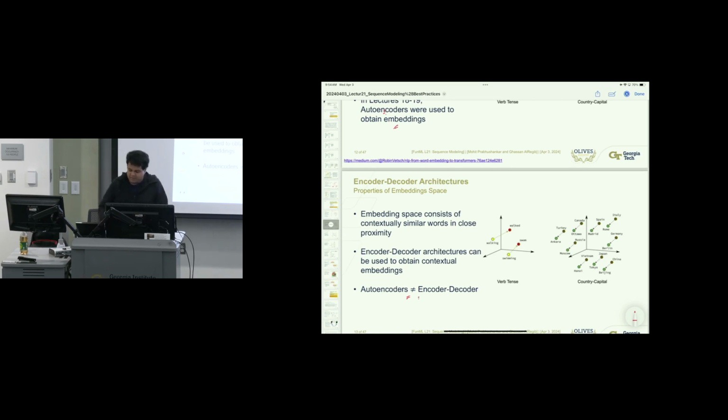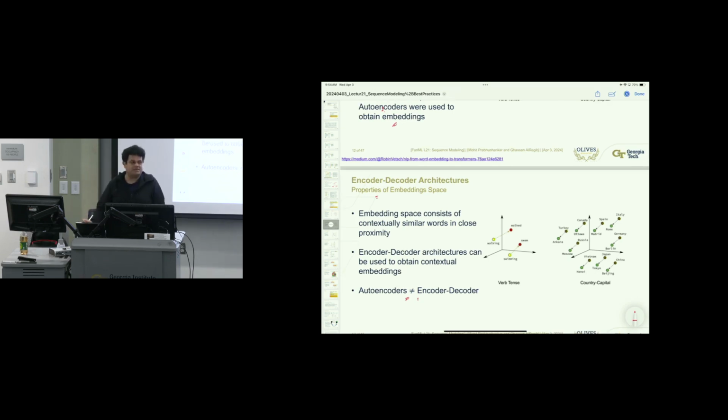So some properties of this embedding space that we'll be looking at: it consists of contextually similar words in close proximity. The word contextual can depend on the application that we are working on, but essentially, if you're doing machine translation, the words need to be similar between different languages. Those words need to be closer together, even though from a character space, they're going to be very different.